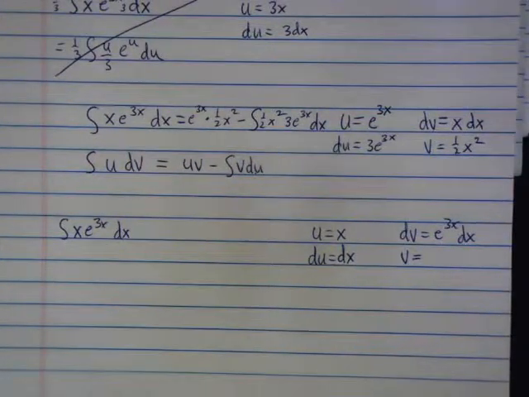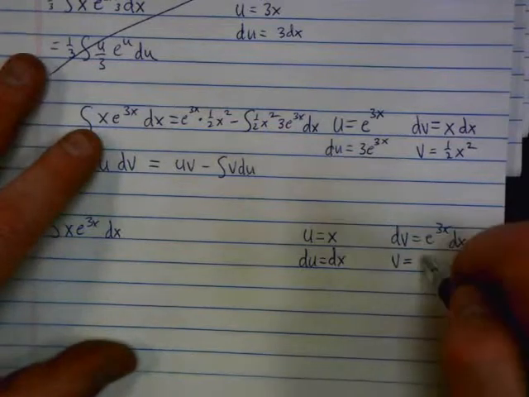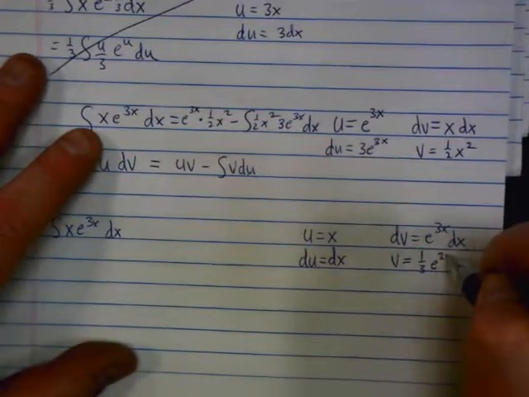Because we're integrating. If you were to take the derivative, you would use the chain rule and you would multiply by 3. So if you're integrating, you're going to do the opposite. You're going to divide by 3. 1/3 e to the 3x. Very good.